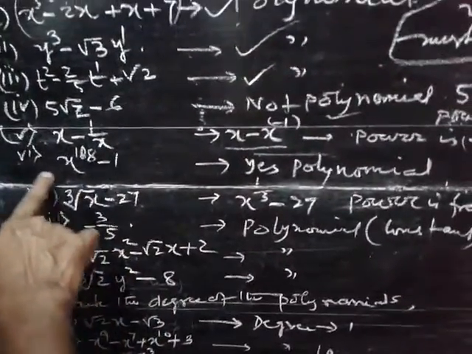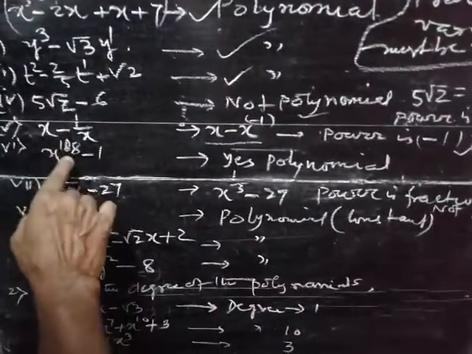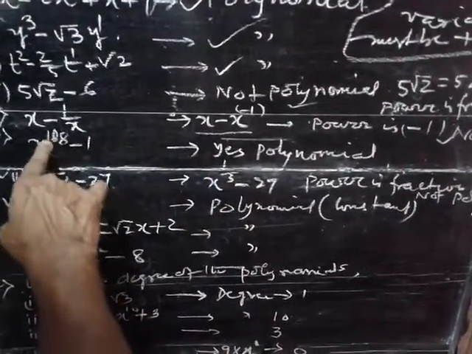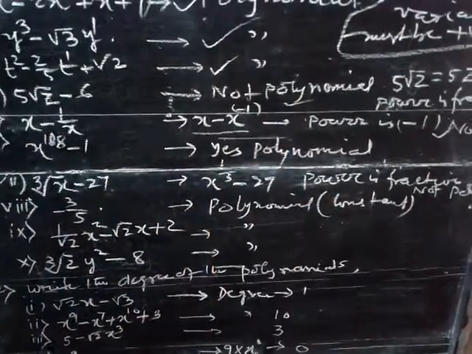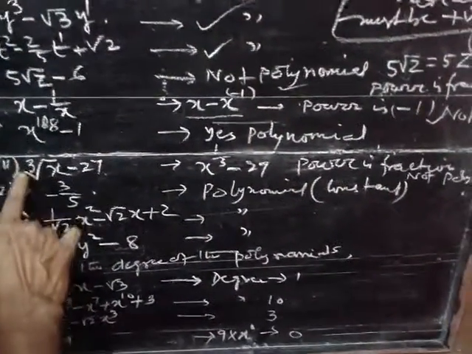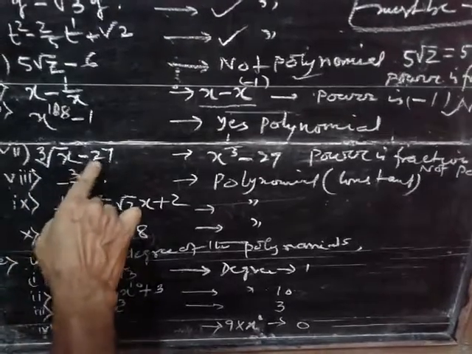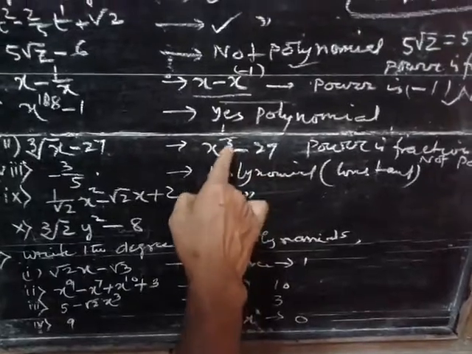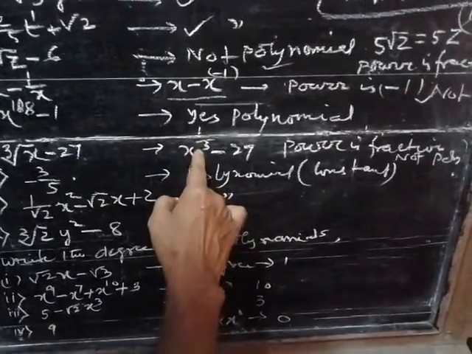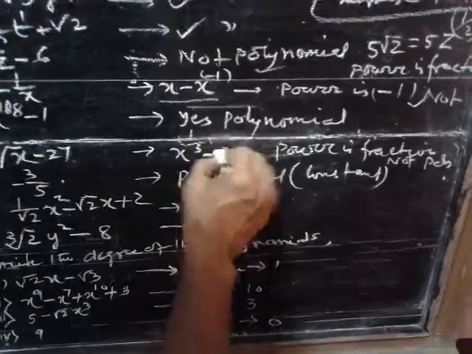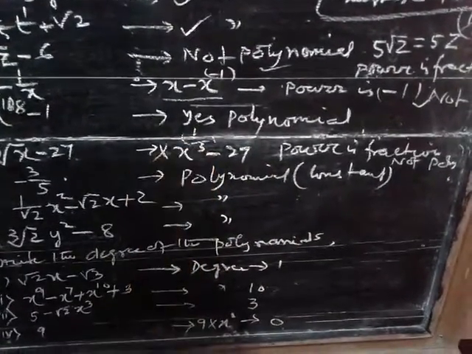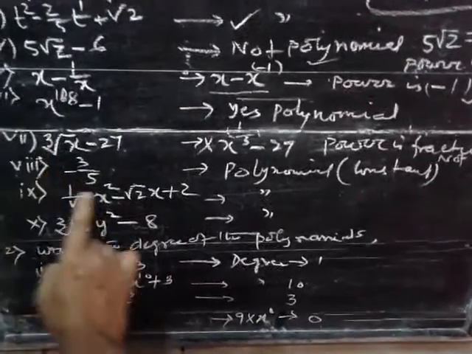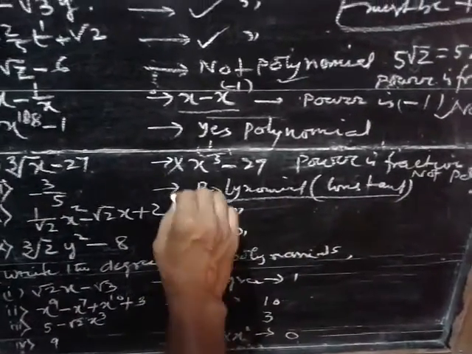Next is number 6, x to the power 108 minus 1. It will be a polynomial, yes, because its power is a positive integer. Number 7, cube root of x minus 27. It is actually x to the power 1 by 3, whose power is a fraction. The power of the variable is a fraction, so it is not a polynomial. Minus 3 by 5, it is a constant polynomial.